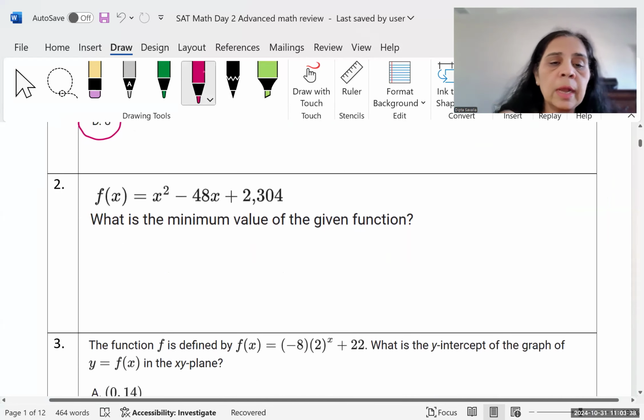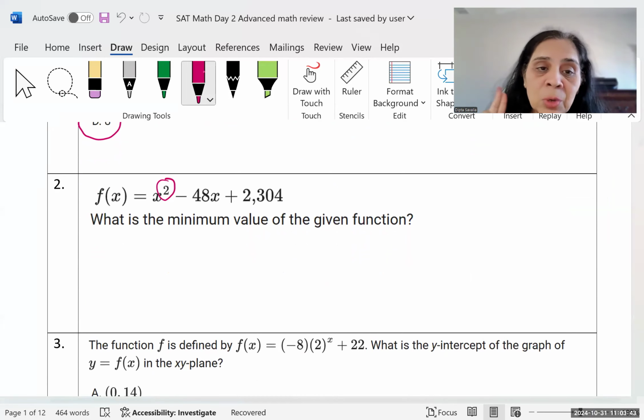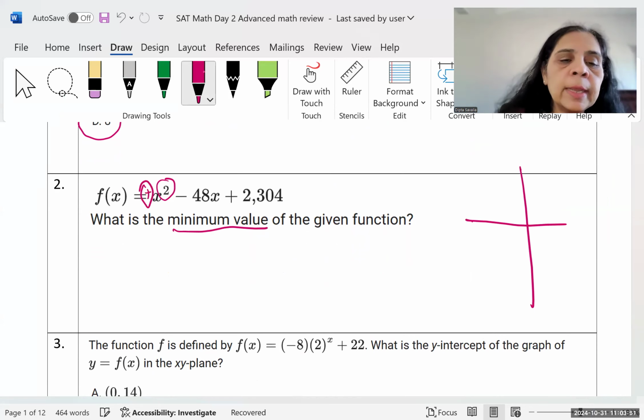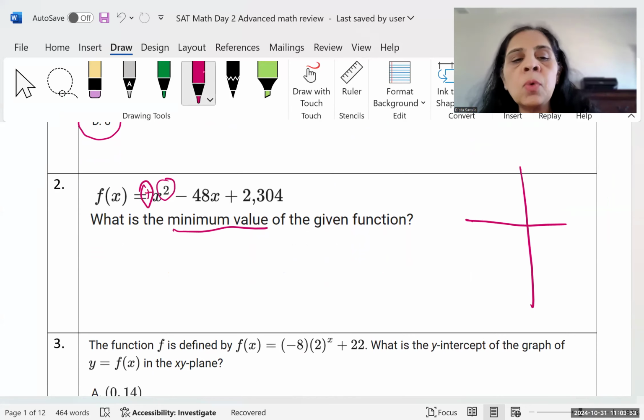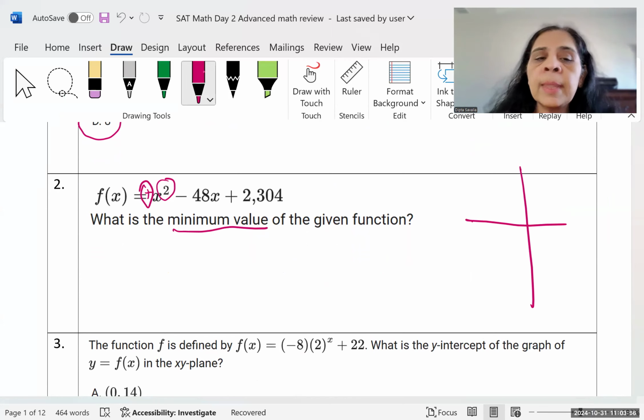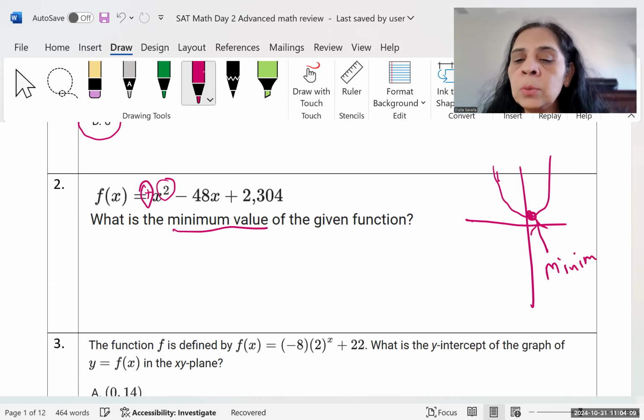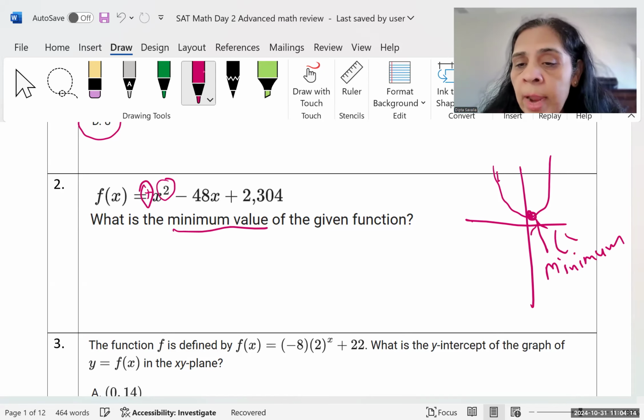Let's see the second one. Again, we have a quadratic function with power 2. The keyword is minimum value. What does that mean? We can see my a is positive, right? We don't have any sign, which means it's positive 1. The leading coefficient is positive, so my graph opens up. We don't know where my graph is, but the only thing we can see is that the graph opens upward. So this is the minimum point, and that's what we are looking for.